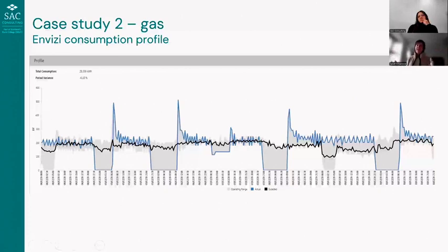So doing all of that, we were able to save at least 8% gas consumption by the end of the year. It was a good thing that we also noticed that at the beginning of the year.